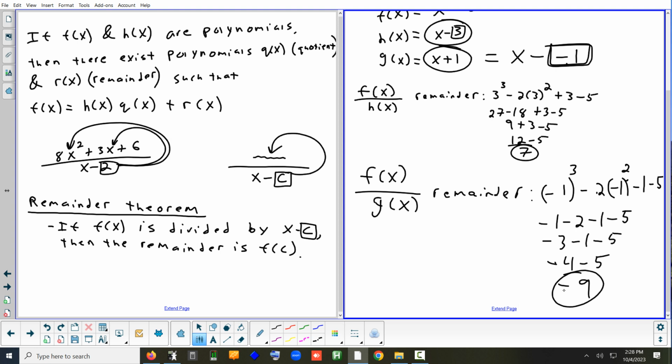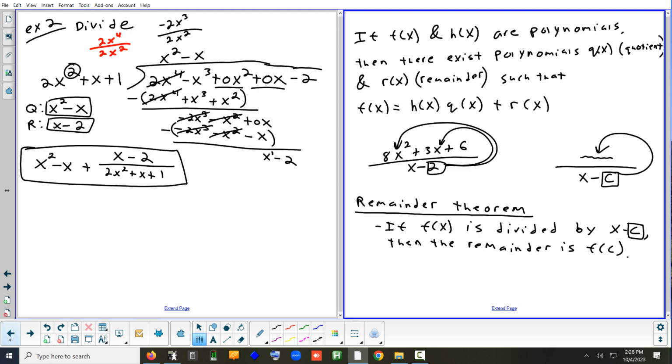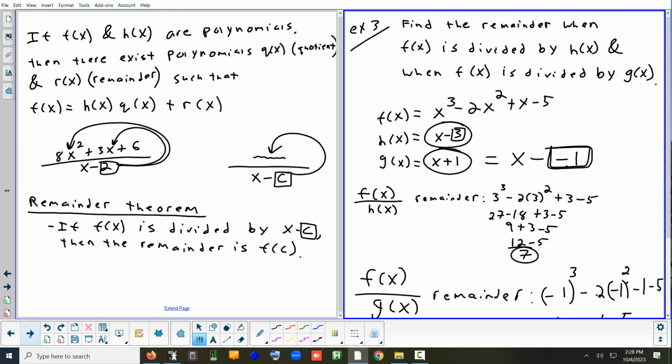Okay, so any question on that remainder theorem? Wouldn't work on this problem. This isn't even close to x minus a number. So if you want the remainder, you got to do the whole thing. Maybe there's some kind of theorem you could figure out. It's not this. Okay.